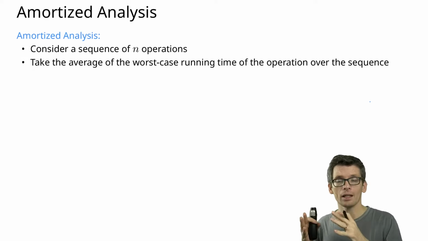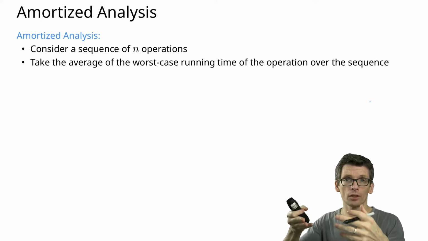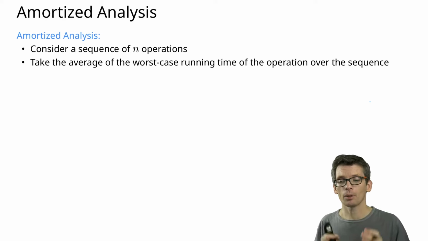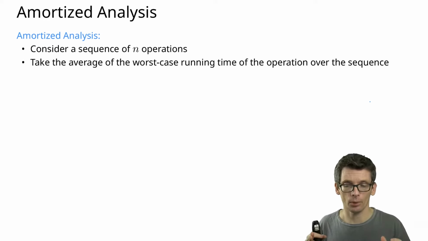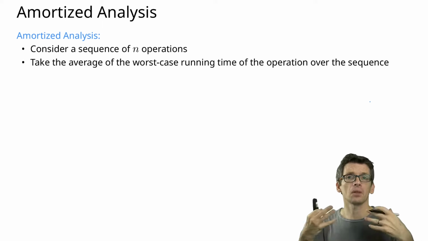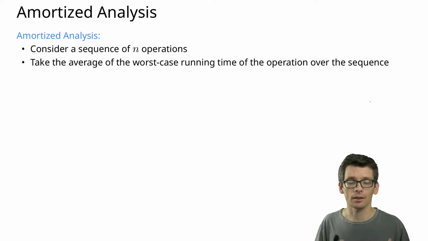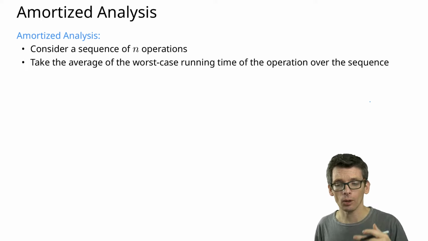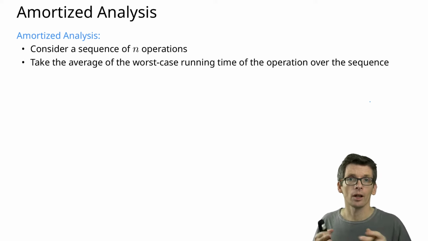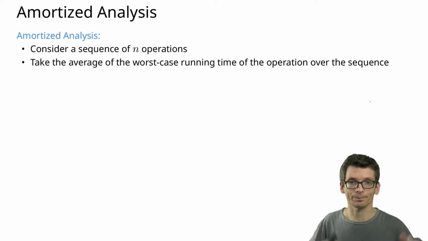So what we do here is we're not looking at these operations individually. So we're not looking at an individual multipop, but we're going to look at the sequence of n operations. And we compute the worst case running time for that, and then the amortized average running time for one operation. That's simply the worst case running time of that operation averaged over the whole sequence.